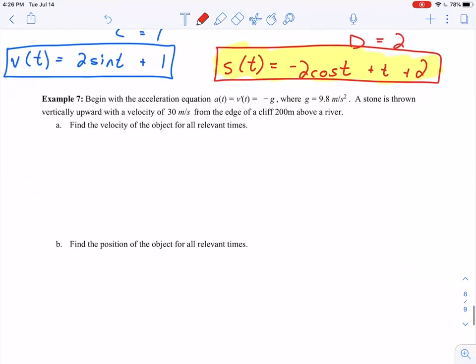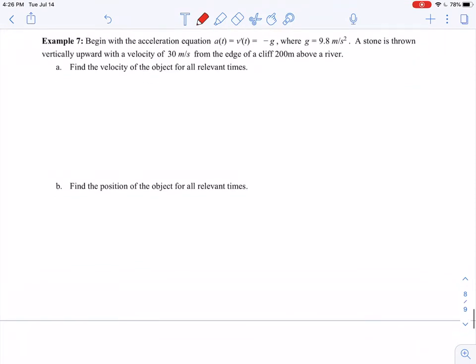Let's look at one last example before we wrap this section up. It says begin with the acceleration equation a of t equals v prime of t is equal to negative g, where g is 9.8 meters per second squared. This is just the acceleration due to gravity on Earth. It says a stone is thrown vertically upward with a velocity of 30 meters per second from the edge of a cliff 200 meters above the river.